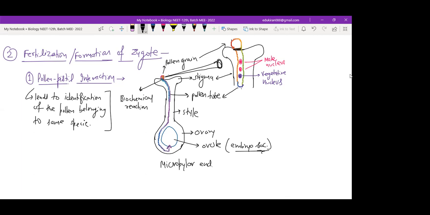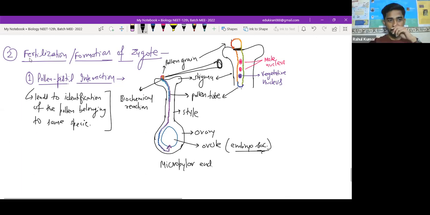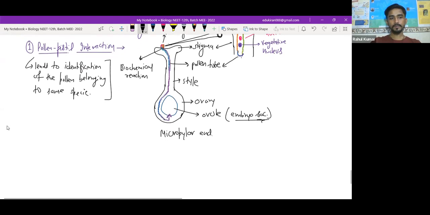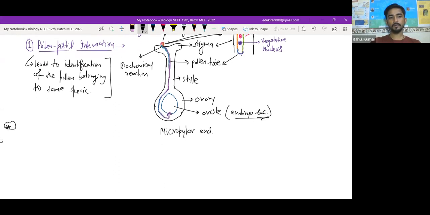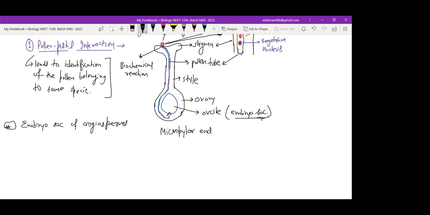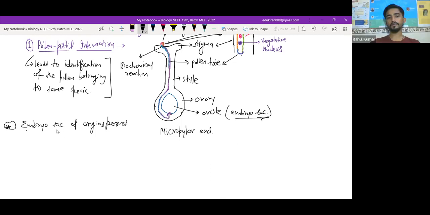Okay. So where does this actual event of fertilization happen? It happens in the embryo sac. Now, what is an embryo sac? We will study the embryo sac of angiosperms. Angiosperms are flowering plants, as you already know. Now, this we are going to study in detail.